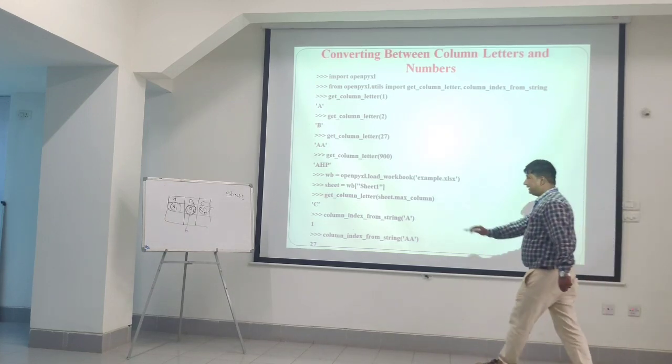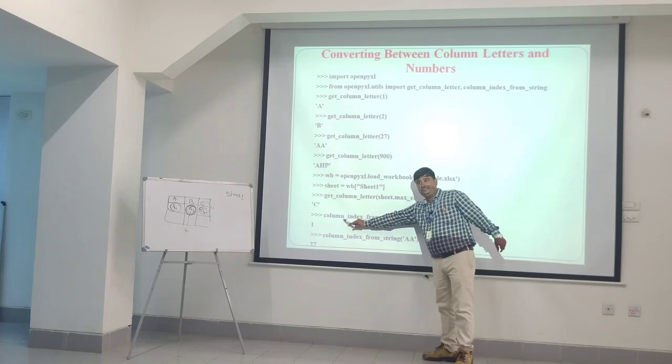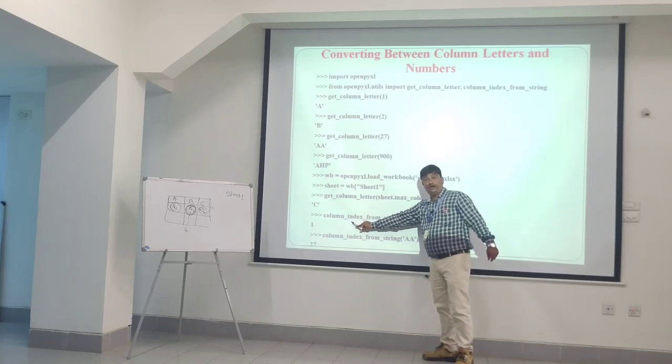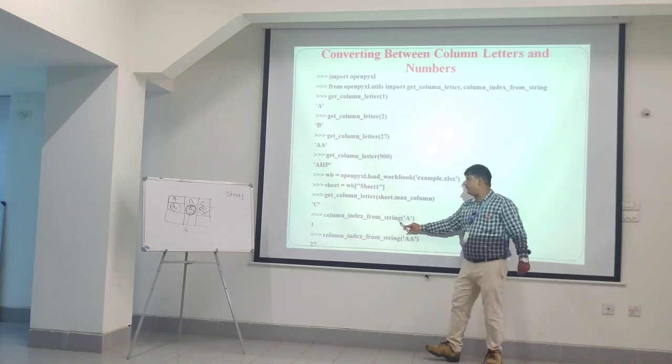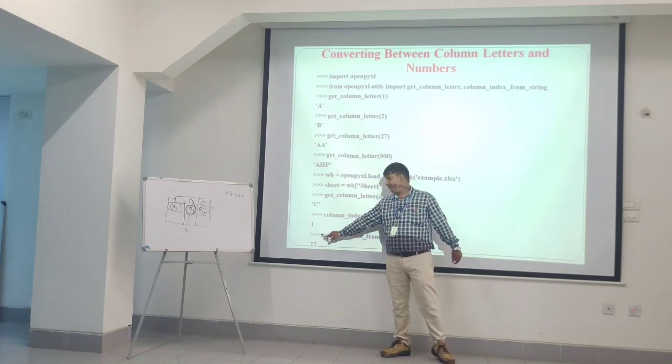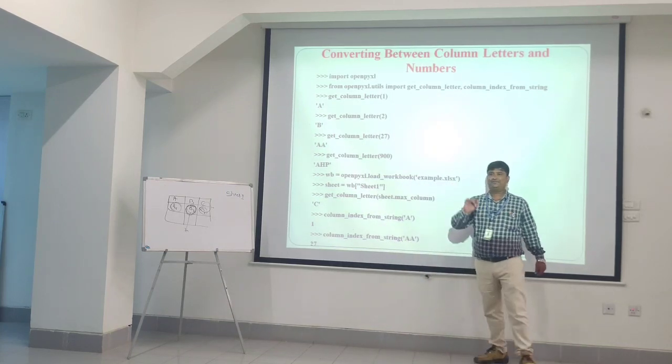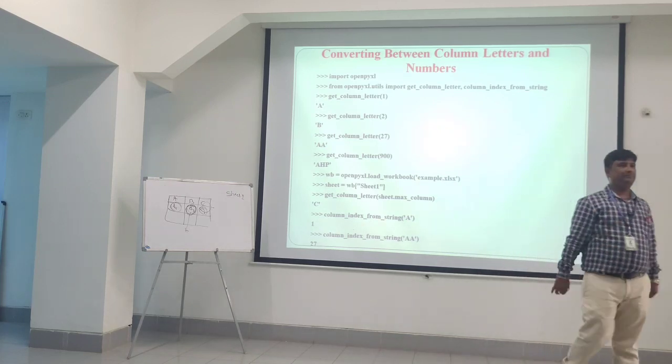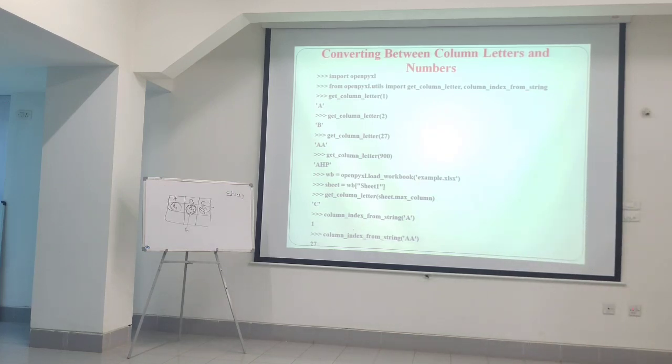Next, there is another method I am using: column_index_from_string. I am passing A, it gives 1. Next, AB. Then if I pass Z, it gives 26. Understood? Go.